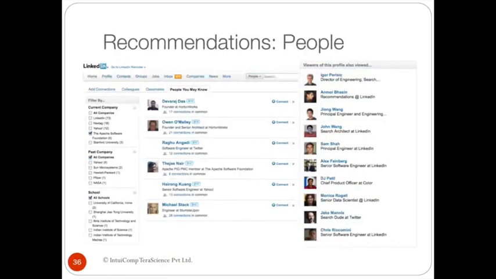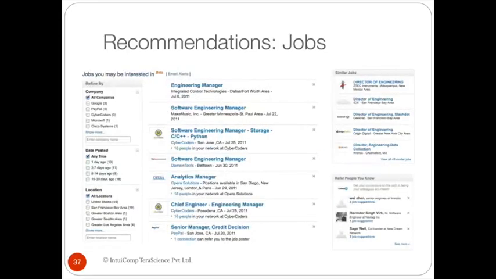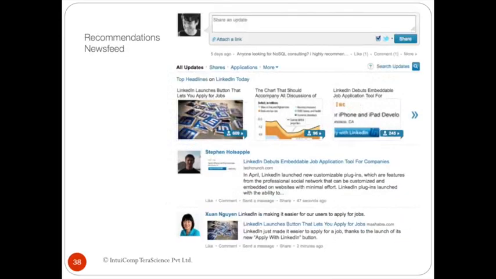Next, from search it goes to recommendations. For people: who has recommended, what the connection is, whether it is or not, 'viewers of this profile also viewed', who has viewed. All this comes in a second and gives the recommendation about people. Next, recommendation of jobs can be done in LinkedIn: for any company and location, LinkedIn will immediately provide the jobs available. Next is the recommendation news feed, top headlines on LinkedIn.